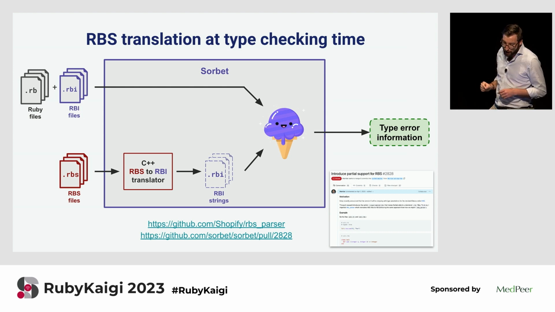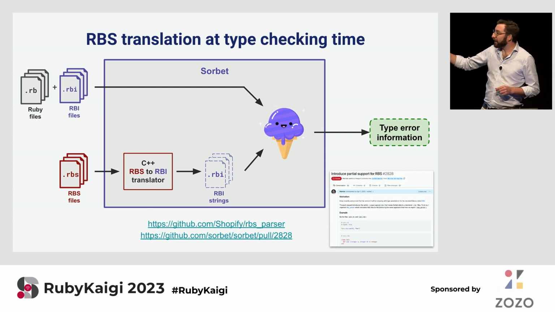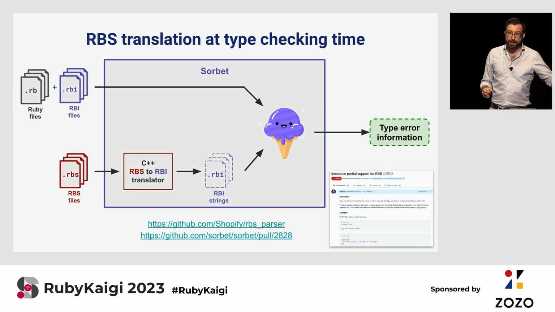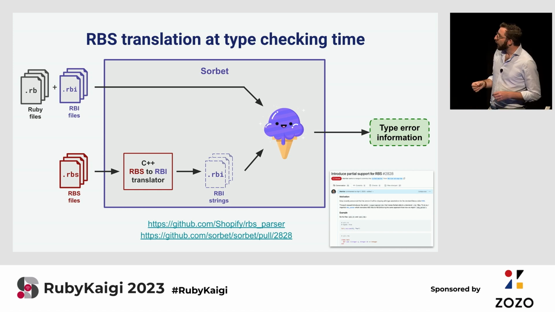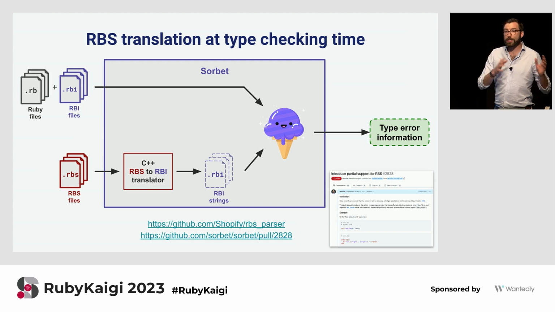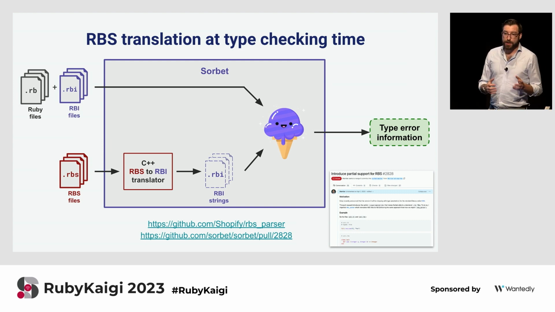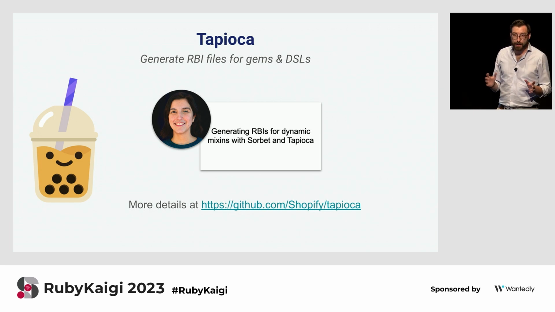We actually opened a PR about this, but we closed it. First reason is we have to maintain the C++ RBS to RBI translator. So every time there is a change in RBS, we need to apply the change on the translator, which is kind of redundant work. And also that means that every time we run the type checking, we have to retranslate RBS to RBI for all the gems in the application, which is something we could do only once and not do again. So we changed the way to do this, and the solution here is Tapioca.